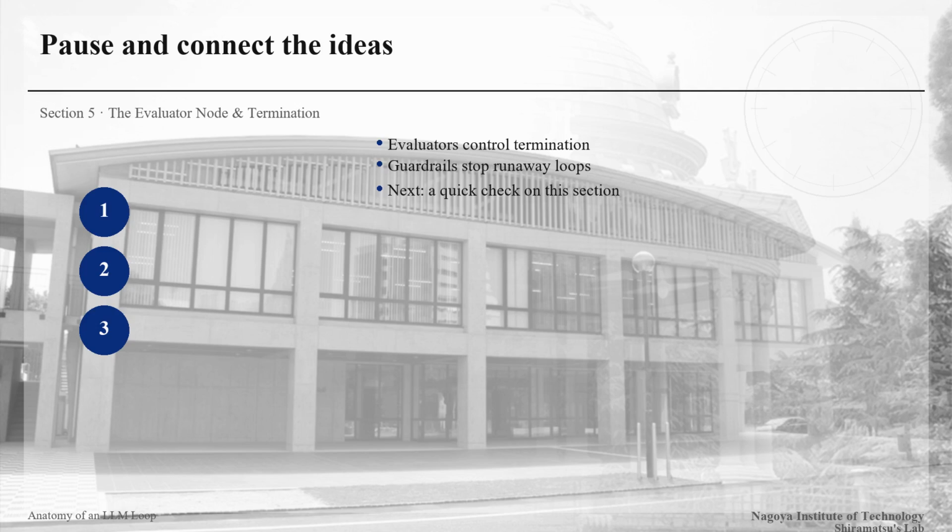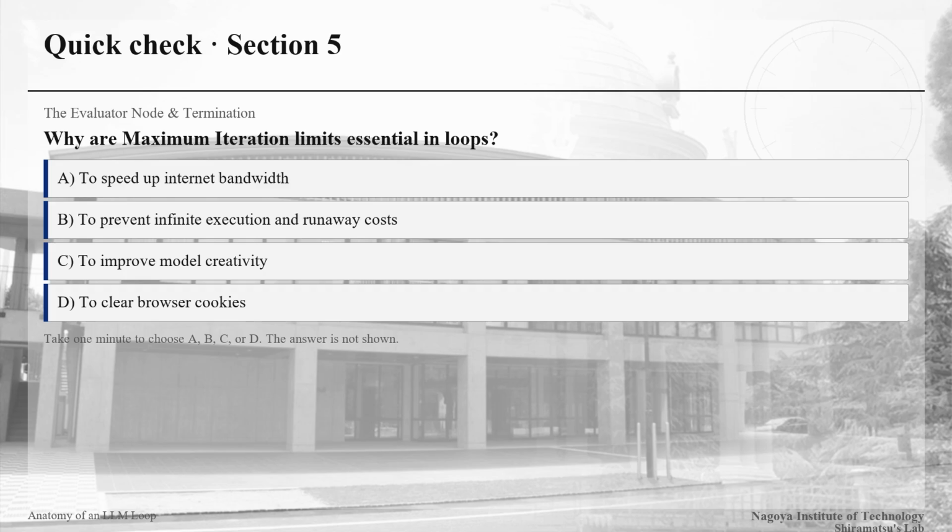Pause here. Evaluators control termination, and guardrails stop runaway loops. Now the quick check. Quick check after Section 5. Why are maximum iteration limits essential in loops? Choose A, B, C, or D. Take 1 minute to think, then choose A, B, C, or D. The correct answer is not shown.